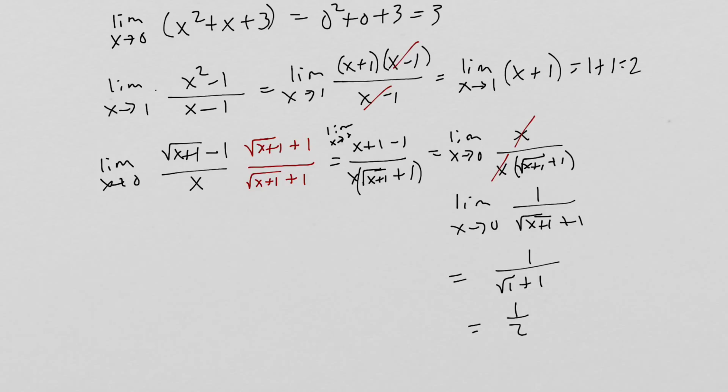Now it works. Alright, so step 1, plug in. If that doesn't work, step 2, try to factor. If that doesn't work, try to rationalize. If those 3 things fail, you have to do a chart like we did on section 1.2, where you actually plug in values really close to whatever you're looking at.